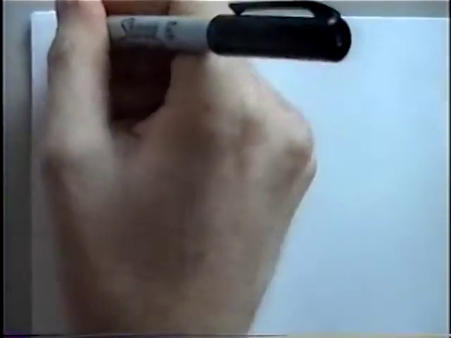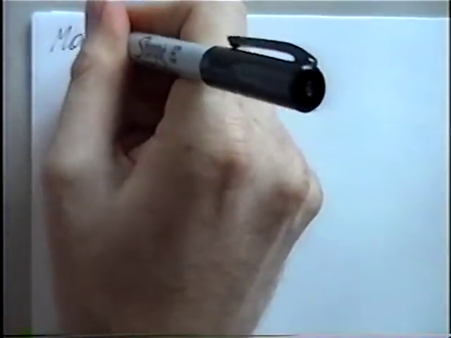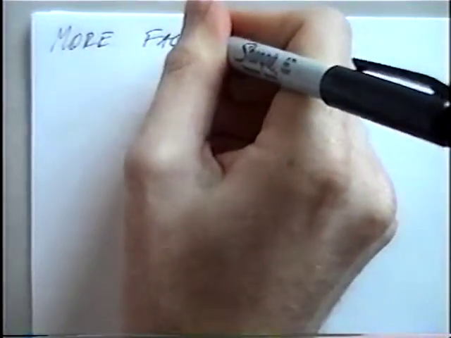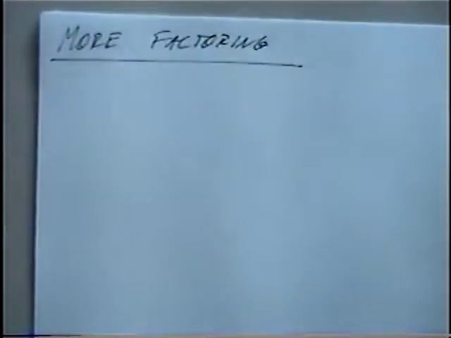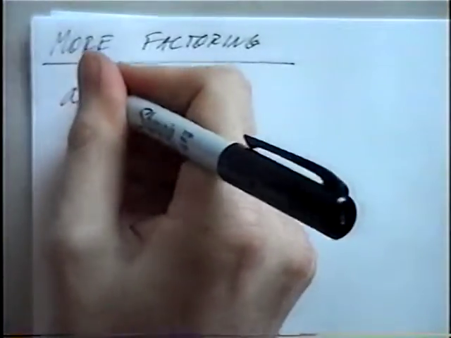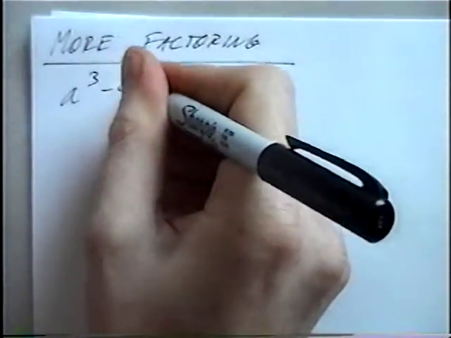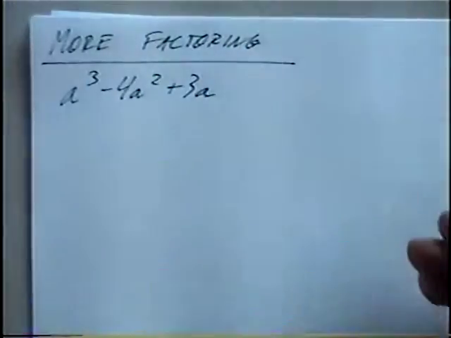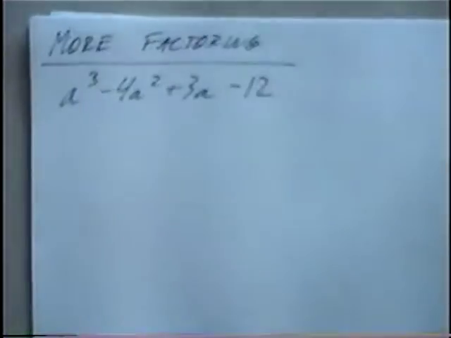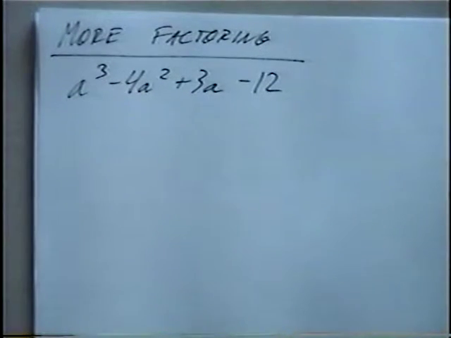Last section of notes today is titled More Factoring. First question, a cubed minus 4a squared plus 3a minus 12. Again, we will continue using one of those previous factoring techniques in your notes.